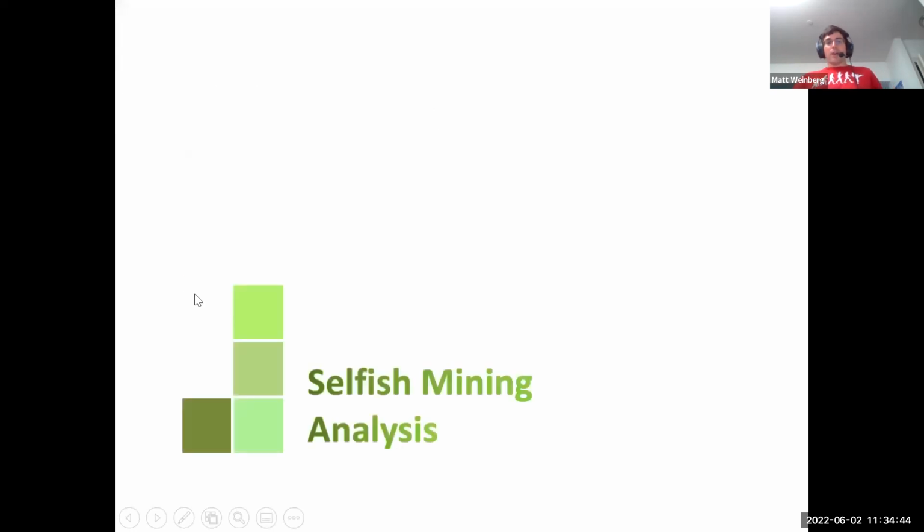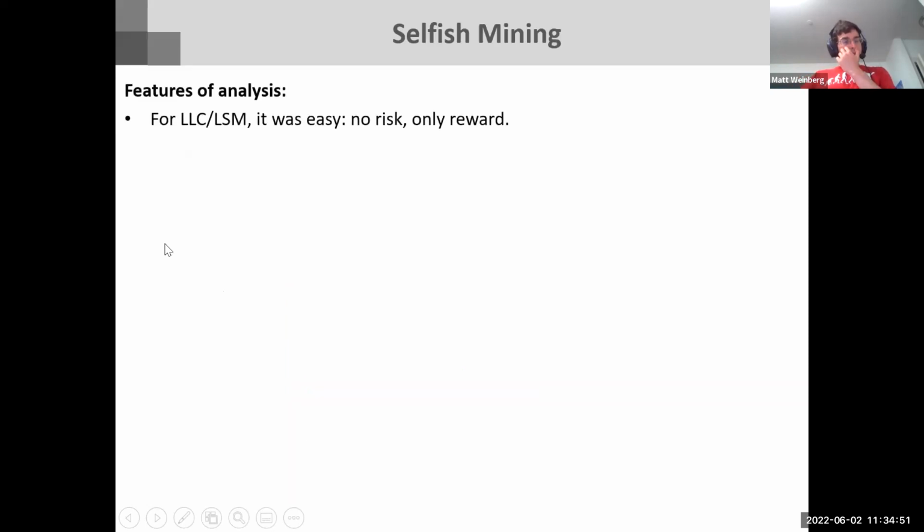Okay, so what I want to do now is give a taste of the analysis, or show you how to set it up. The main thing I want to point out is that even though I didn't show you the analysis for the lucky selfish mining, the one where you win all the tie breaks, that analysis is easy. If I was teaching a class, I would assign that as a homework problem. I think that's very feasible to do. And it's easy because there's no risk, right? All of your blocks are in the longest chain. You just have to figure out how much you're kicking out, and once you figure that out, that's the entire math.